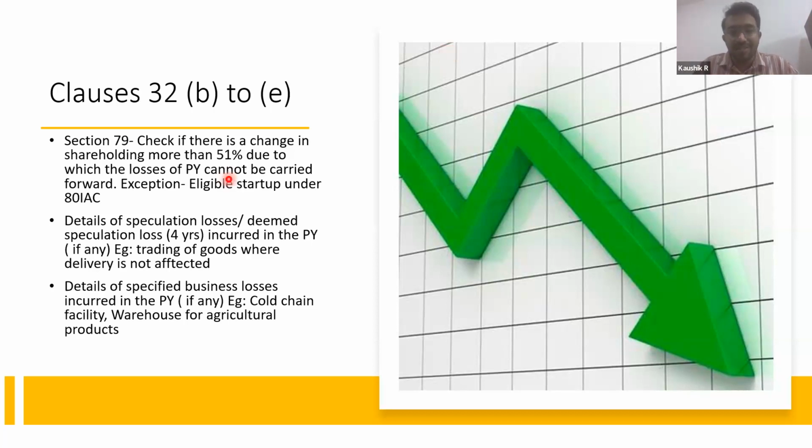So the government did one thing. They said that if you are an eligible startup under Section 80 IAC, then you can carry forward the losses irrespective of the condition of 51%. Is it clear, guys? So this condition is not required. This 51% is not applicable in case the company is an eligible startup. Is it clear? Any doubts here?